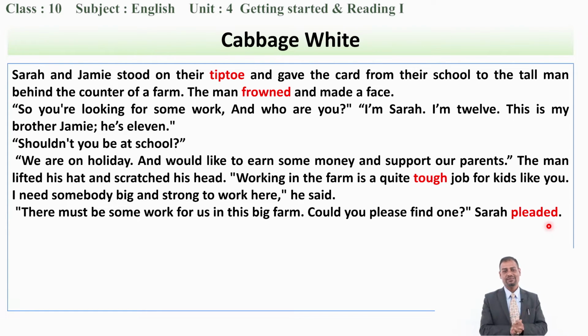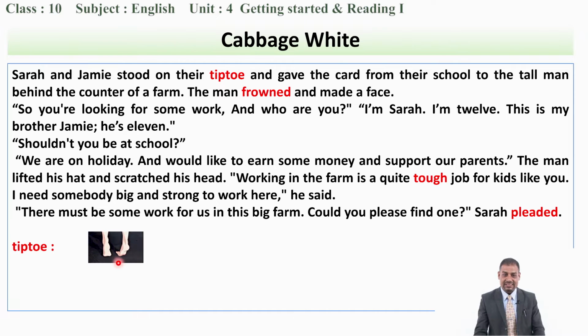So what is the meaning of the word tiptoe? Yes, you are right. See, now you can see the picture. If you lift your body with the help of the fingers, toe, then that is tiptoe. You are putting up your heels, okay? You don't put your feet completely on the land, but you just lift up your heels. That is tiptoe, okay? Have you got the meaning? Good job.